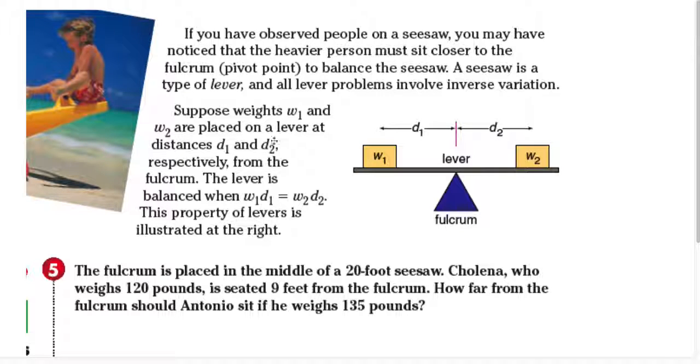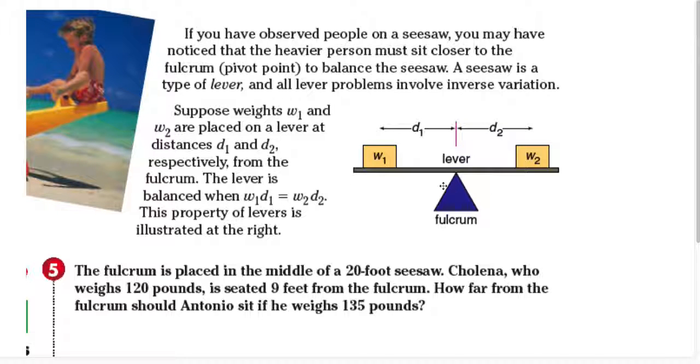Suppose weights W sub 1 and W sub 2 are placed on a lever at distances D sub 1 and D sub 2, respectively, from the fulcrum. This is how it looks. You have weights W sub 1 and W sub 2 placed on the lever at distances D sub 1 and D sub 2 from the fulcrum, and this is your fulcrum right here. The lever is balanced when W sub 1 times D sub 1 is equal to W sub 2 times D sub 2. If you notice, this formula is an inverse variation formula. This property of levers is illustrated at the right.